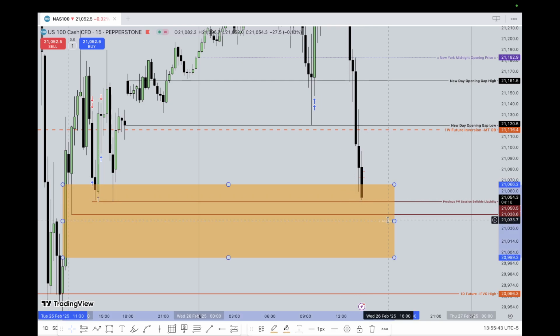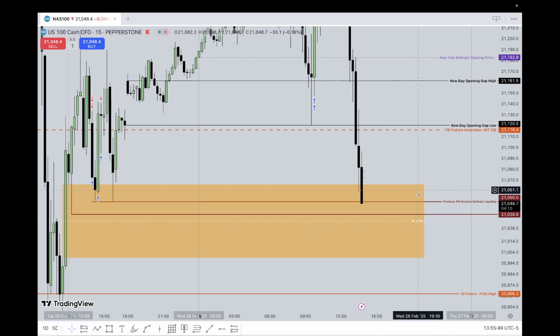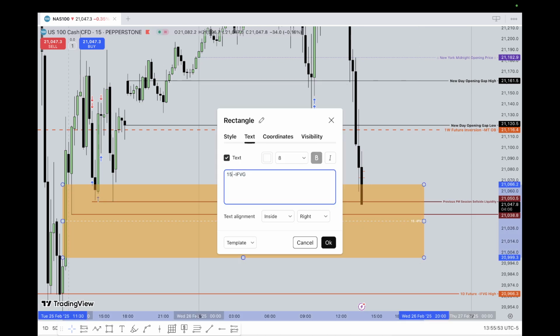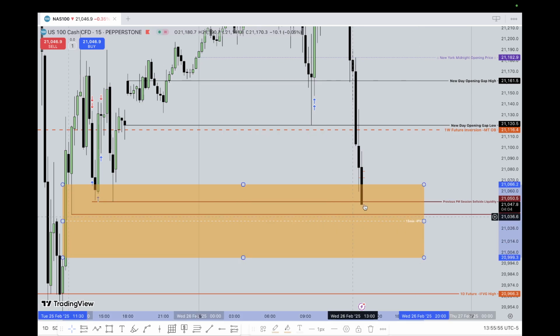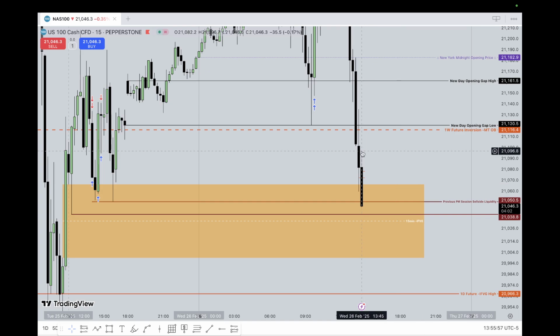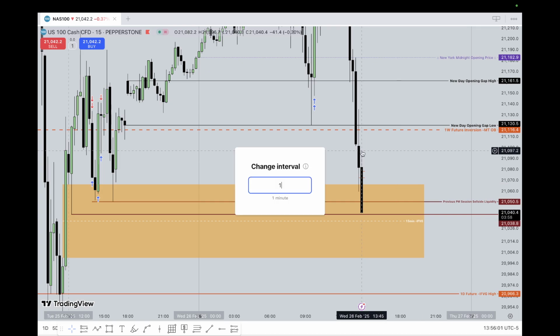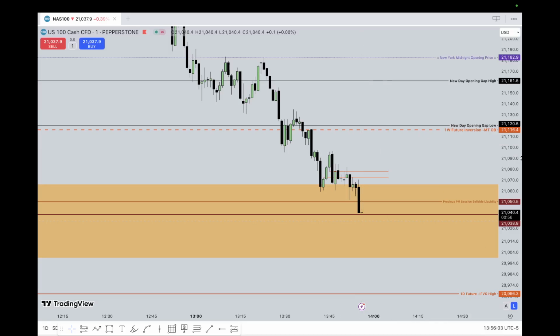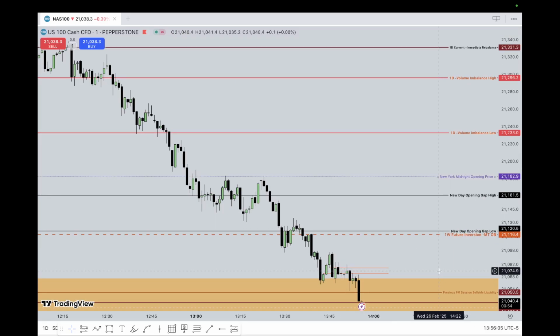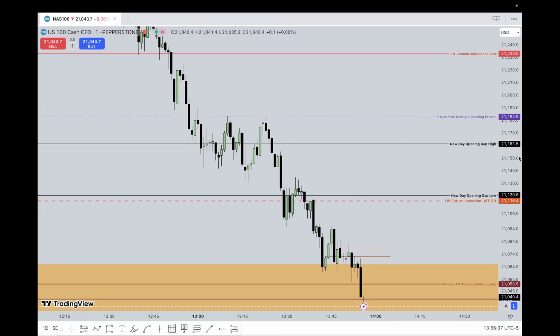1 hour inversion gap. If I'm not mistaken, it was an hourly or 15. So we should not see this high being taken now, if we're correct. And we're about to reach that target. And I might have missed that particular entry here.